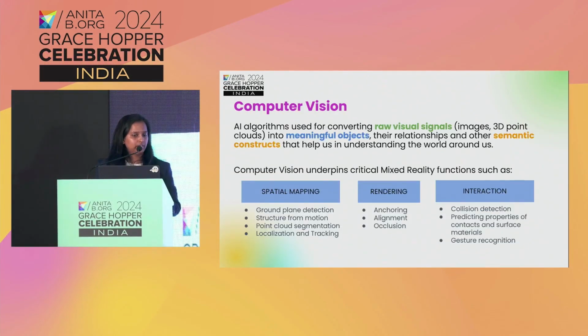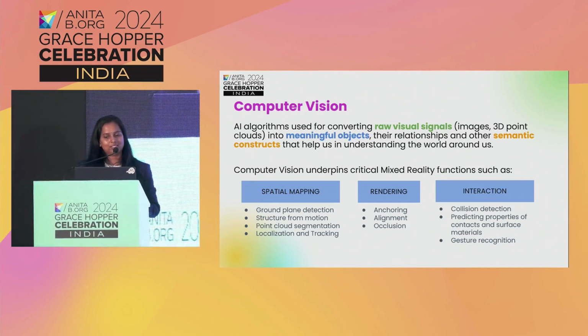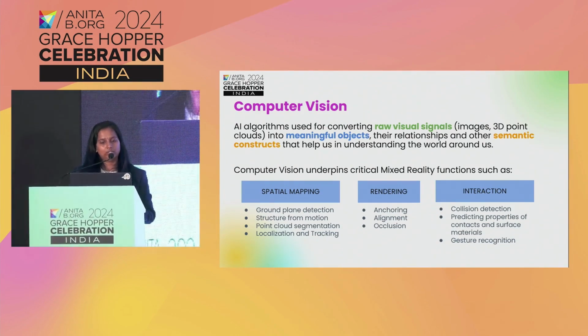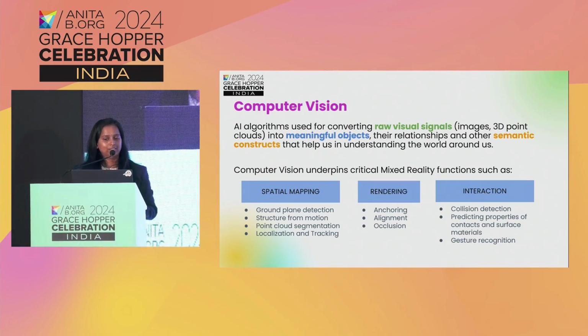Next I'll talk about computer vision. That is my domain. Computer vision: AI algorithms used for converting raw visual signals like images and 3D point clouds into meaningful objects, their relationships, and their semantic constructs that help us understand the world around us.